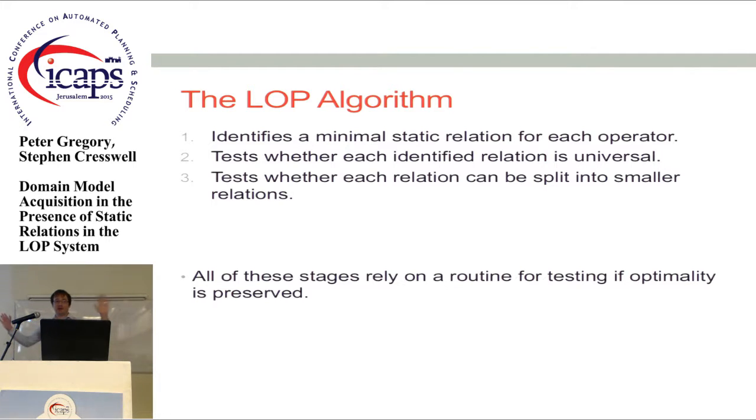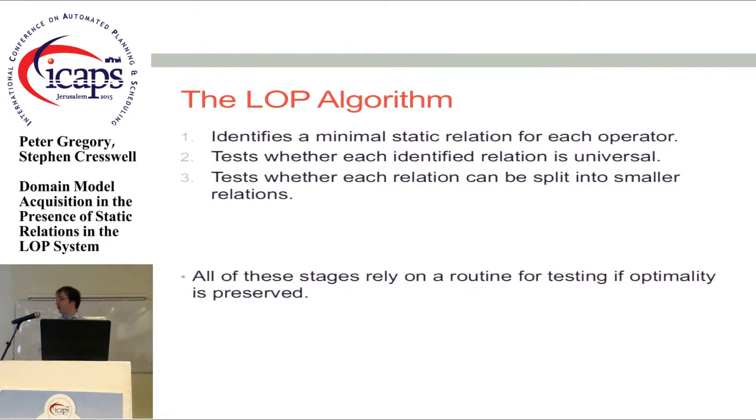So now we see roughly the contribution of this paper, which is the LOP algorithm. We're going to do three things. The first thing is the most important: we're going to identify a minimum static relation for each operator. The next two things are just helpful additions. We're going to test whether each identified relation is universal, meaning whether the relation holds for all instances of the domain. That's common in some things. And thirdly, we're going to test whether each relation can be split into smaller relations. That's useful for some domains. But really the most important thing is the first.